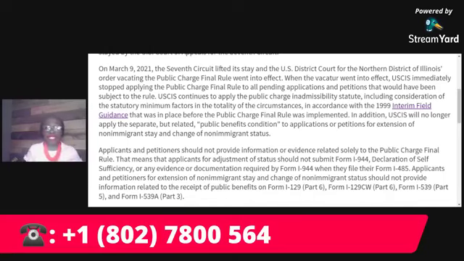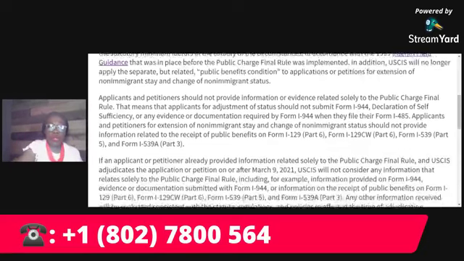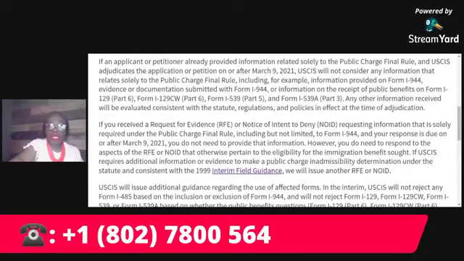Applicants and petitioners for extension of nonimmigrant stay and change of nonimmigrant status should not provide information related to the receipt of public benefits on some of these forms. They'll ask you what did you receive, food aid, medical aid, and you had to provide information on whether you received all these public benefits. Now you don't need to do that anymore. You just simply need to disregard. No more public charge. No more public charge. Also just disregard anything related to that. Let's go to the next portion of this.